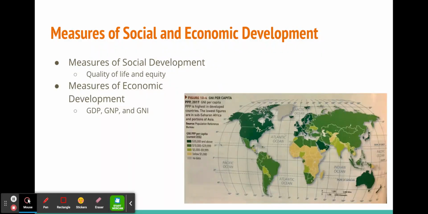Now, there are other measurements of economic development, including the sectoral structure of an economy, which can suggest levels of development. Economies that are mostly made up of primary and secondary sectors are considered to be less developed than those with tertiary, quaternary, and quinary sectors. And it's also important to know the difference between the formal and the informal sectors of the economy.